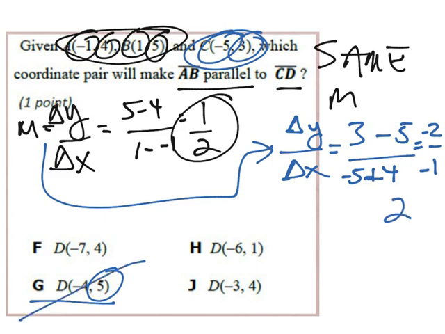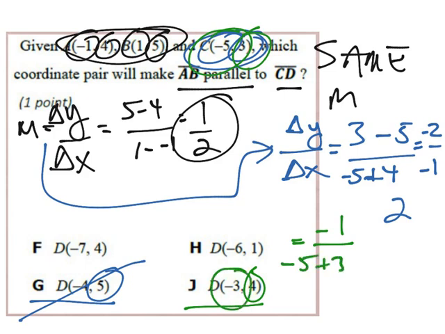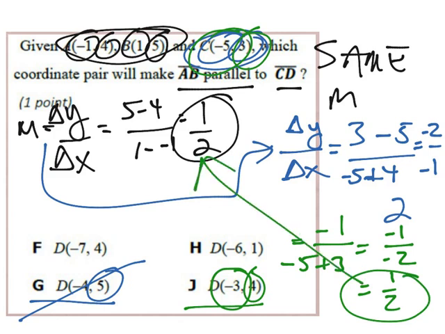So let's go ahead and try again. Let's try this one here. Delta y over delta x. Let's go a little bit quicker here. We'll say 3 minus 4, that equals negative 1. And then we try negative 5 minus a negative 3, which is like saying negative 5 plus 3. This gives me a negative 1 over negative 2. A negative over a negative is a positive. We found our winner because it has the same slope. So J is the answer here.